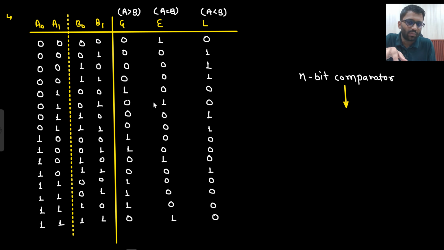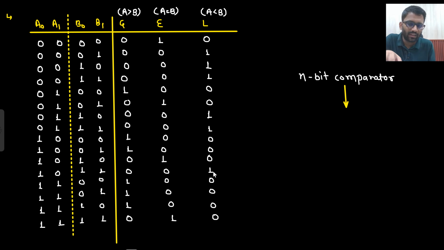This is 1, this is 2, A is less than B. This is 1, this is 3, A is less than B. Now this is 2, this is 0, greater. This is 2, this is 1, greater. This is 2 and this is also 2, equal.